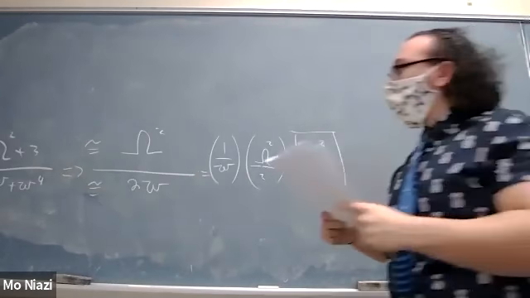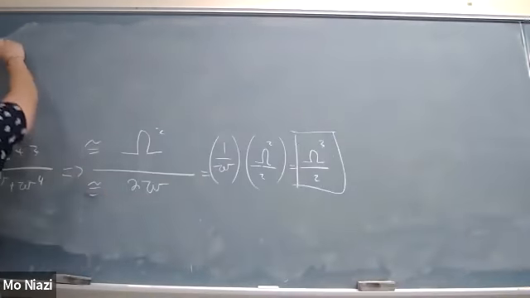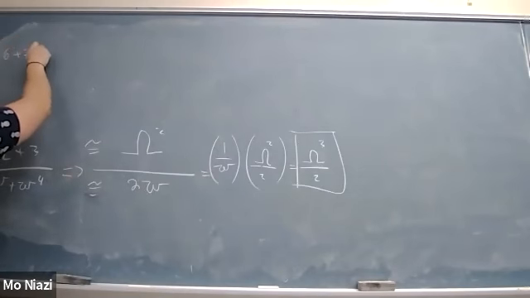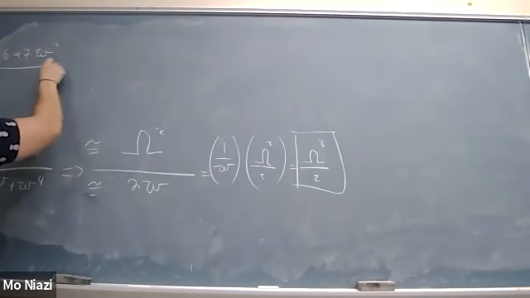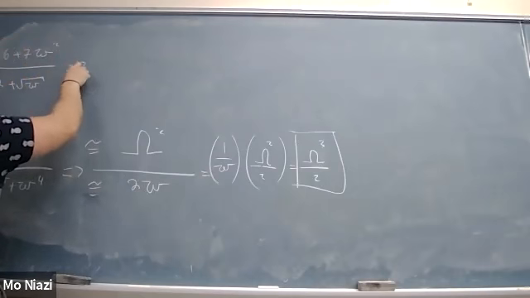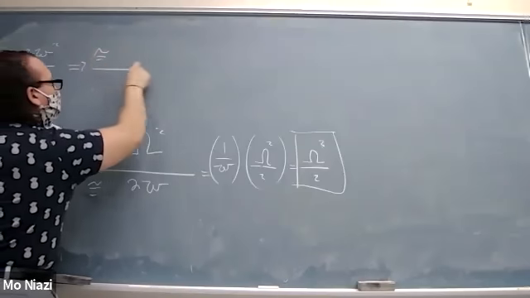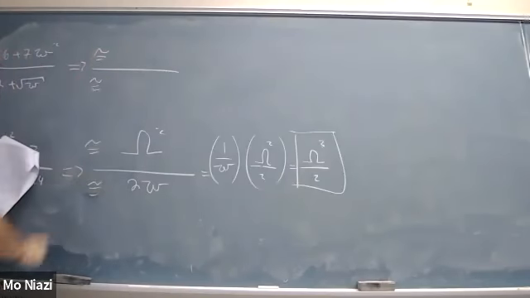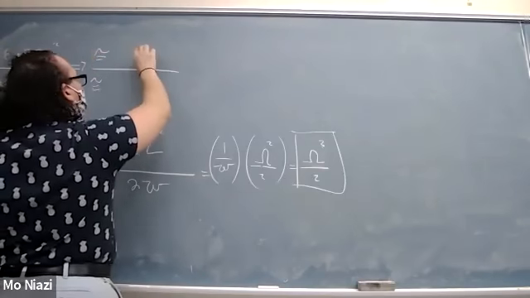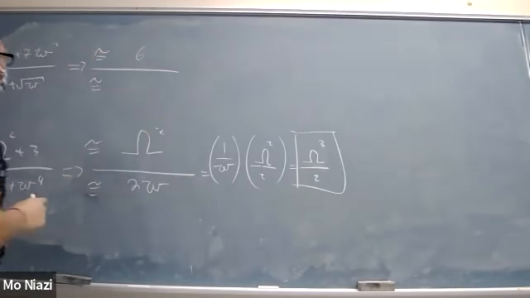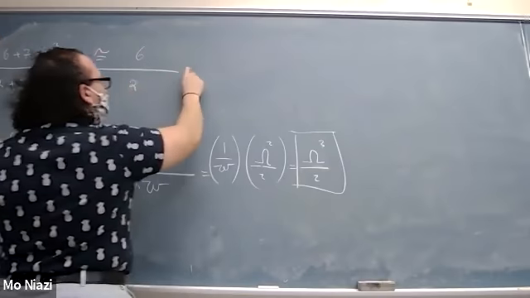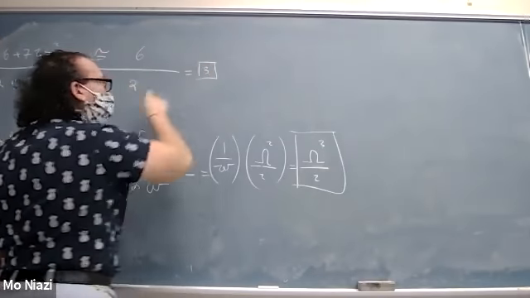One more example and then we'll move on. What about 6 plus 7 omega squared divided by 2 plus the square root of omega? What does the numerator approximate to? What does the denominator approximate to? 2. Yes. So then this does equal 3.